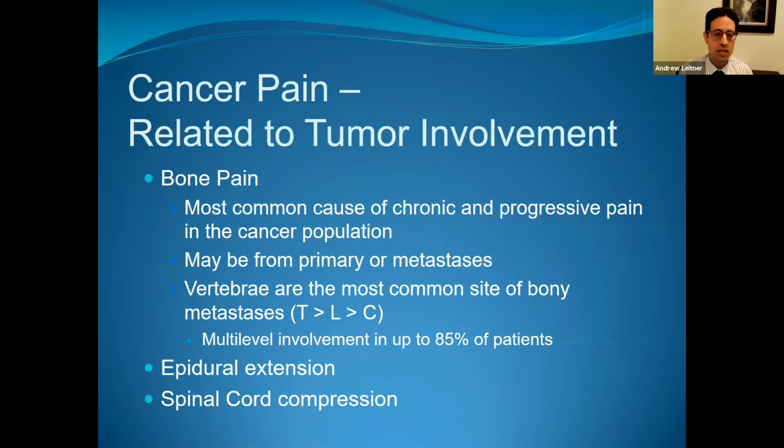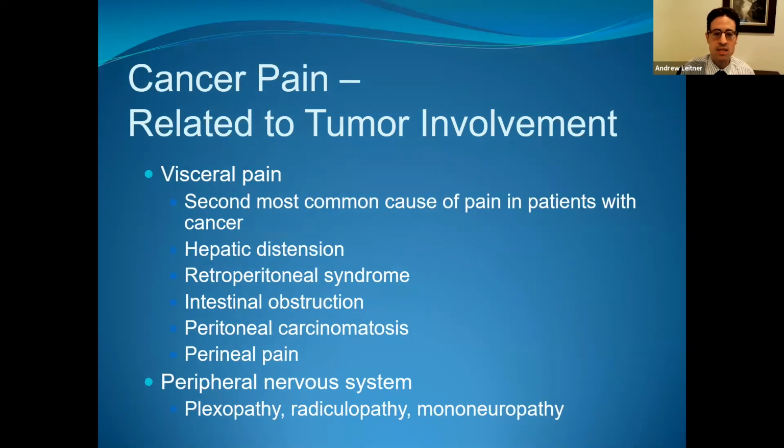Related to tumor involvement, as we mentioned, bone pain is the most common cause. It may be primary or metastatic. The vertebra are the most common site of bony metastases. We see a number of patients with epidural extension of disease and or spinal cord compression, and we involve our neurosurgeons with those cases. Visceral pain is the second most common, and I've listed here some of the causes of visceral pain, which I think we all see in practice.